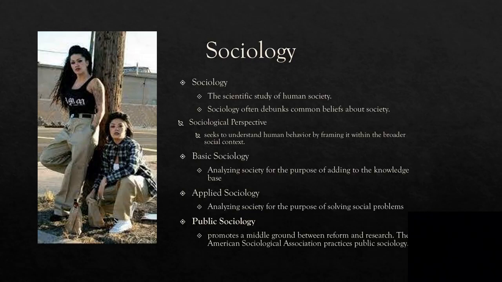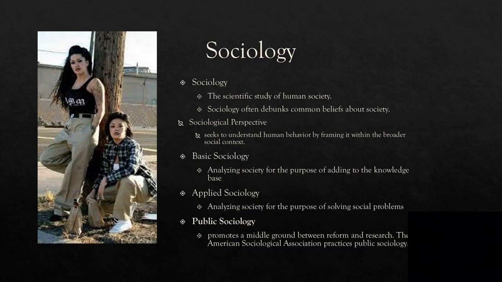Now, public sociology promotes the middle ground between the two. So whenever you see ASA, American Sociological Association, or APA, which is American Psychological Association, these organizations are what we call public sociology organizations, meaning that they don't take a side between basic sociology and applied sociology. They want us to do both research and reform, or they accept both research and reform, and they give us a platform to be able to share and build that body of knowledge.